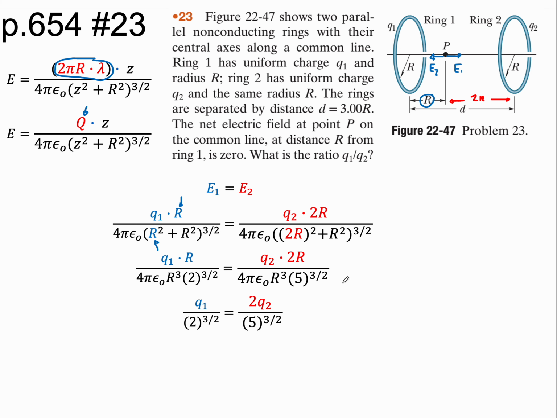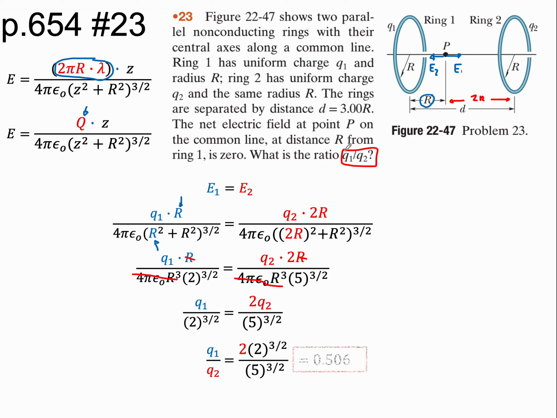Rearranging a little, or first of all, canceling some common terms, we can get rid of all of this on both sides. And we can get rid of an r on both sides, which is kind of nice, leaving us just with this expression. Finally, we're looking for the ratio of Q1 to Q2. So rearranging this to find that ratio, we get Q1 over Q2 is equal to 2 times 2 to the 3/2 power over 5 to the 3/2 power.